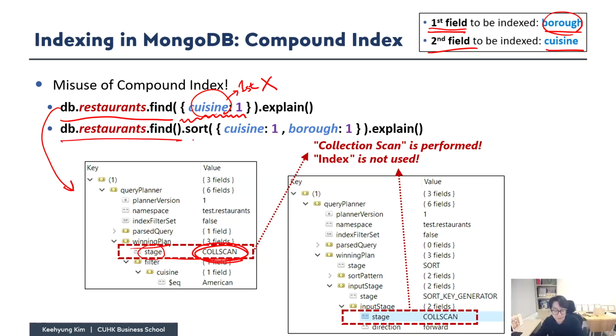This one is the same. We want to sort documents based on cuisine and borough. Cuisine is the first level and borough is the second level. It doesn't match the hierarchy in the index. When you put the explain function here, again on the input stage you can see that a collection scan will be used, so basically the index is not utilized in this case. Those are the basic points about the compound index.